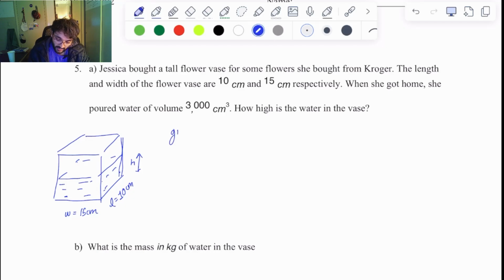So let me write down the given quantities so that everything is very clear what I'm given and what I'm supposed to find. Quantity, not quality. Length, 10 centimeters, width, 15 centimeters, and volume, 3000 centimeters cubed. So we need to find height.